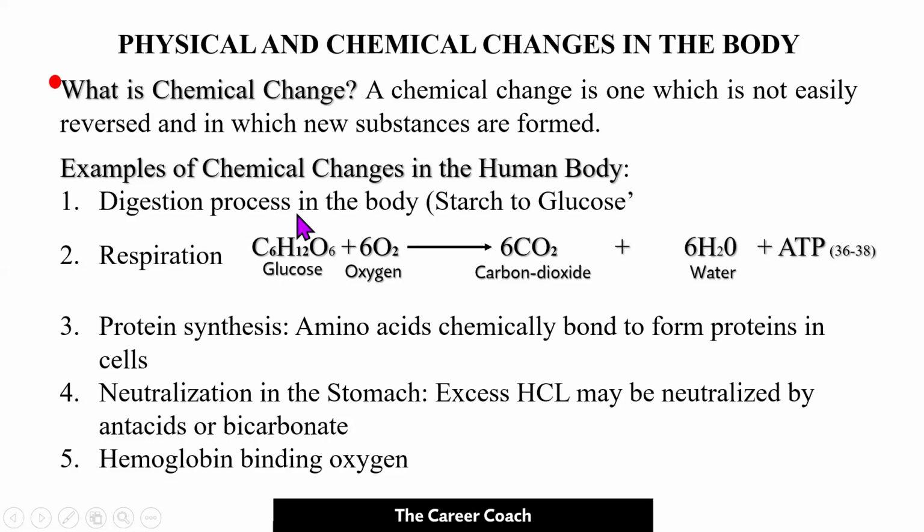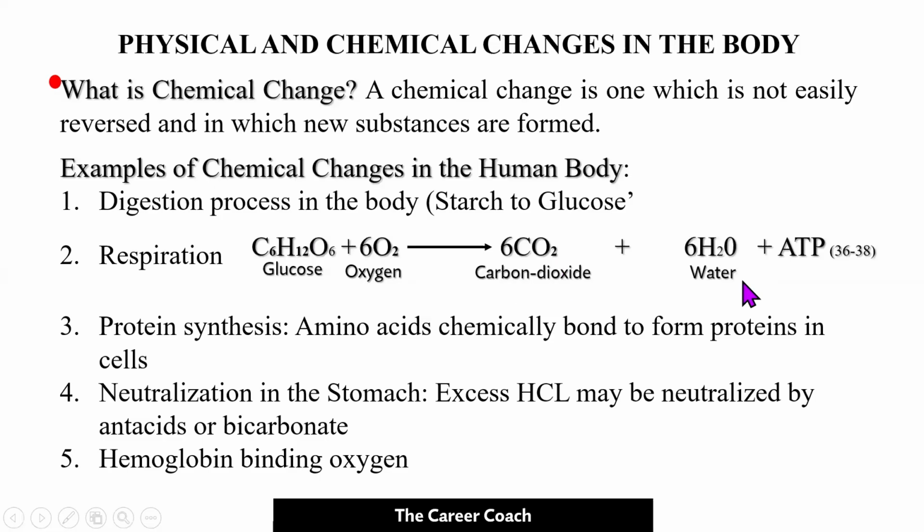1. Digestion process in the body is a chemical change. For instance, you eat starch and then the product you get in your body is glucose. Another chemical change that takes place in our body is respiration. In respiration, the formula says that glucose will combine with oxygen, leading to the formation of carbon dioxide, water, and of course energy. About 36 to 38 ATP of energy is formed in respiration. So we take in oxygen and we give out carbon dioxide. This is the complete formula of respiration.